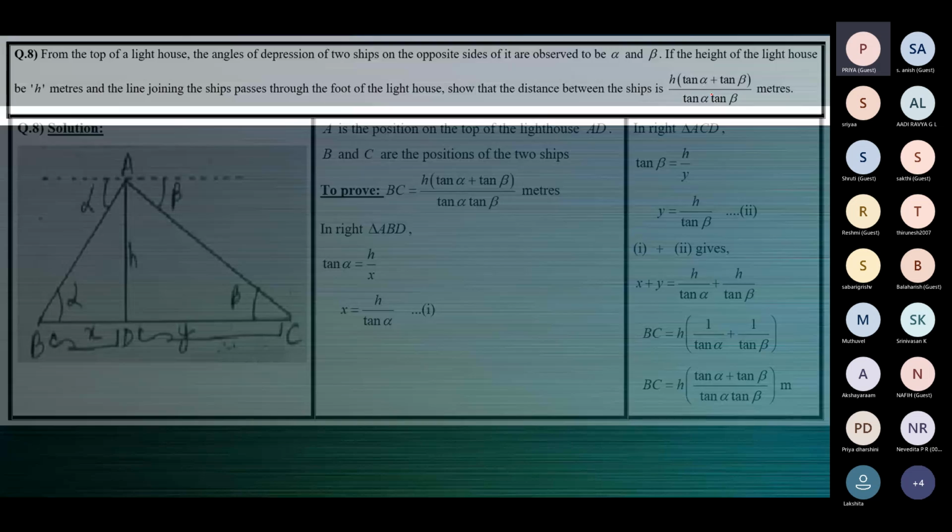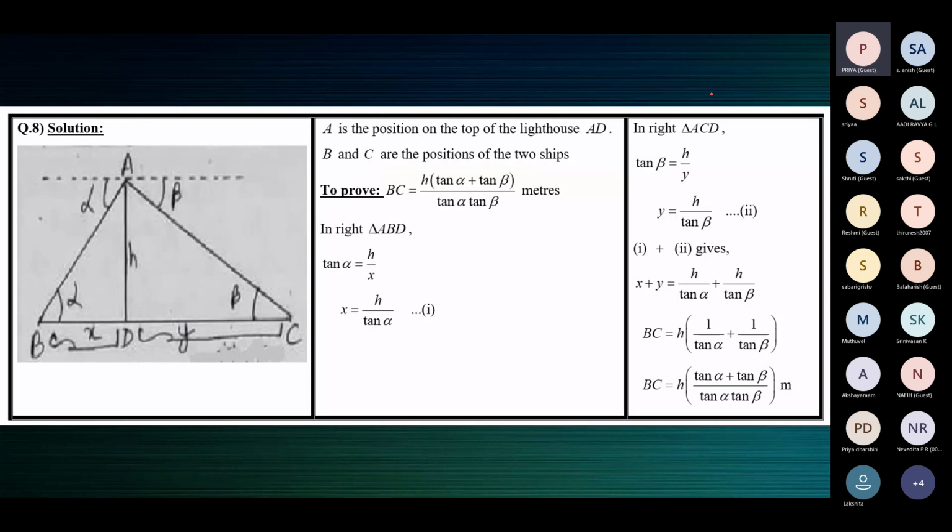For alpha and beta, you have to use tan. Tan alpha, tan beta. From one right triangle, use tan alpha and find X. From the other right triangle, use tan beta and find Y. Then X plus Y is nothing but BC. H is common, take it out. Then the common denominator is tan alpha tan beta. In the numerator, you get tan beta plus tan alpha, which is nothing but tan alpha plus tan beta.